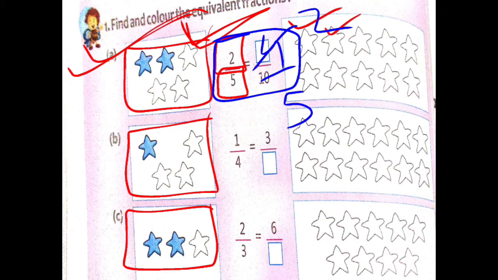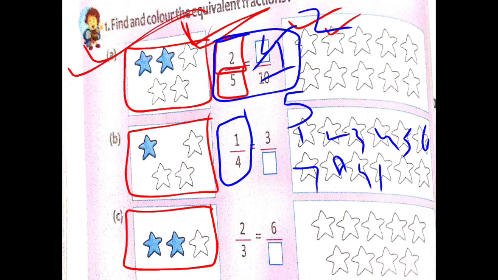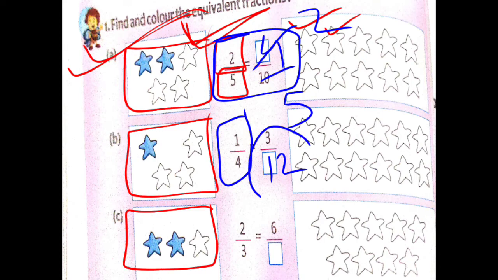In the next example, if I tell you to make this equivalent fraction, so this is 1 upon 4. How can you make this equivalent? First, count the total number of stars. 1, 2, 3, 4. Okay, count them. First, second, third, fourth, fifth, sixth, seventh, eighth, ninth, 10, 11 and 12. So total are becoming 12. So here you are going to write total 12. Okay. So how can you say this 3 upon 12 is equivalent to 1 upon 4?